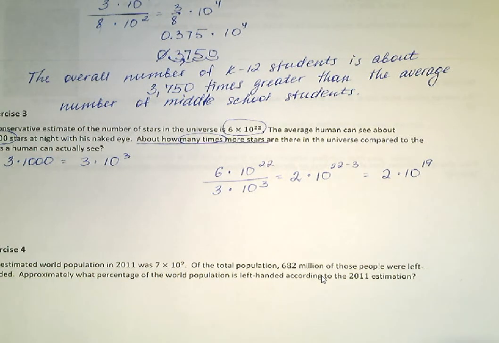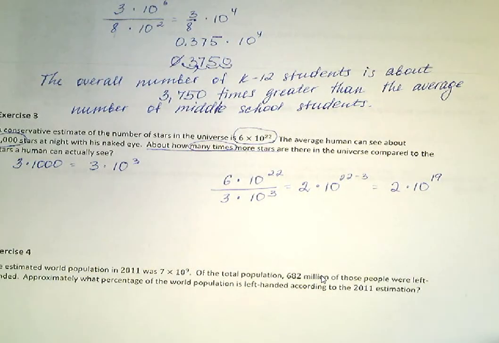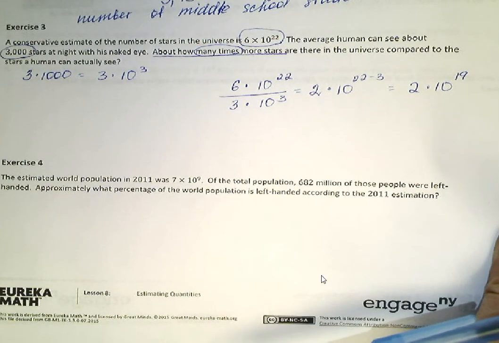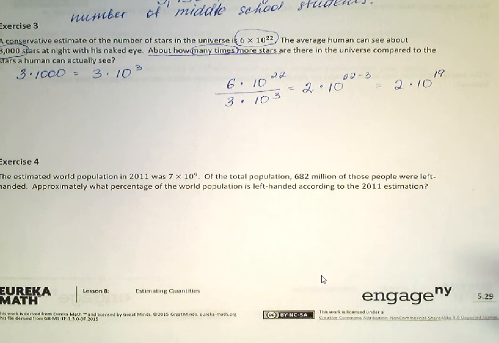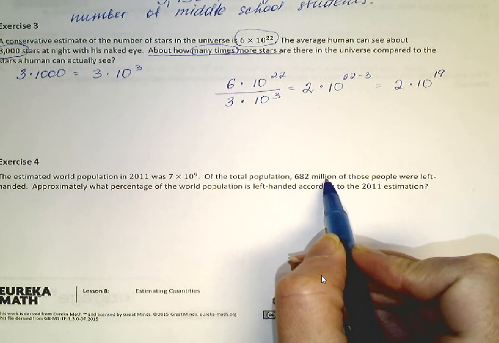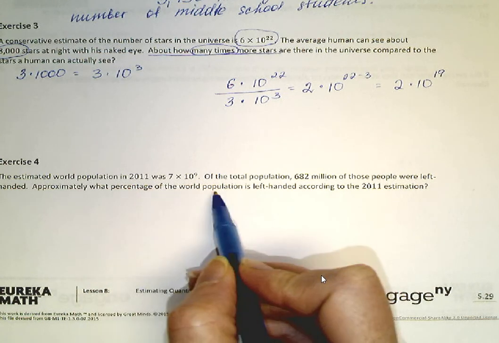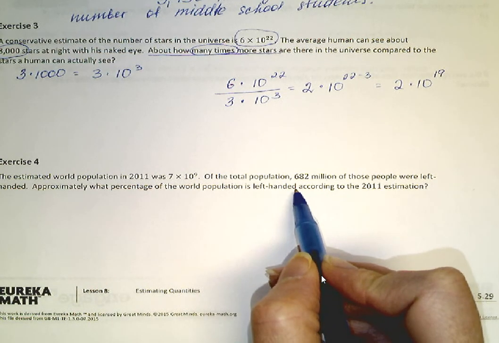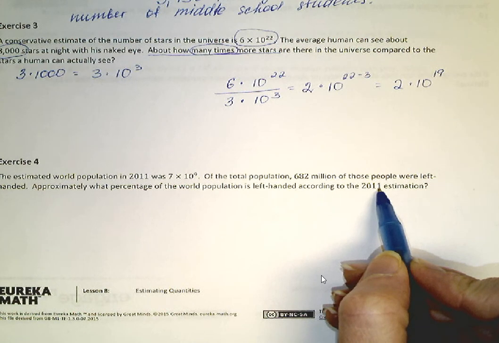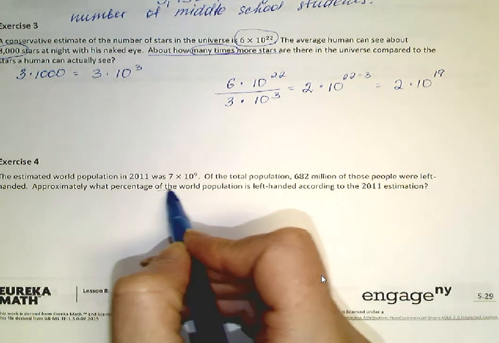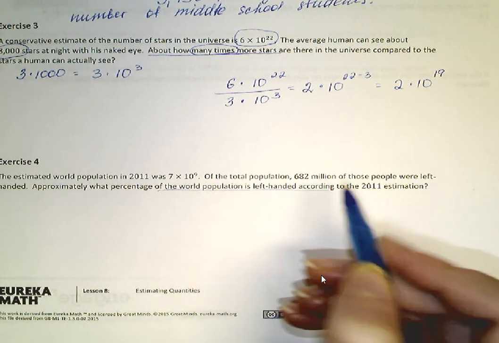Okay, exercise 4. And I think that's the last one before homework starts. Oh, no, not yet. Exercise 4. The estimated world population in 2011 was 7 times 10 to the 9th. Of the total population, 682 million of those people were left-handed. Approximately what percentage of the world population is left-handed according to the 2011 estimation? So we are looking at the world population to left-handed people.